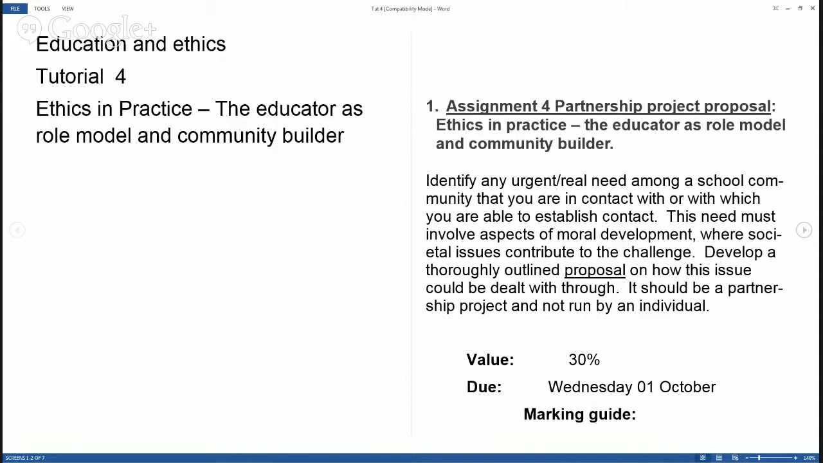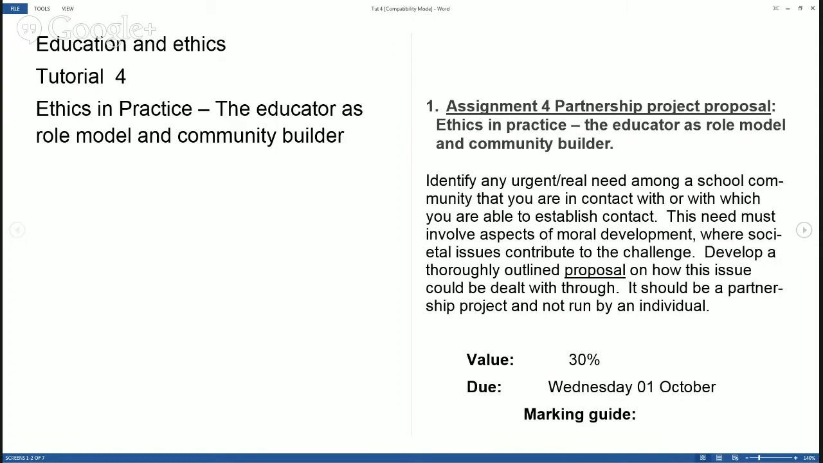Now, this need must involve aspects of moral development, where societal issues contribute to the challenge. And I don't want you to focus too much on doing something abstract or thinking only of an ethical thing, for example, dishonesty or things like that. Basically, it could be just focused on any need, and it's more to explore how there's an ethical aspect to all needs. If a child doesn't have food and they can't focus, that is an ethical thing. So it's not just things like cheating or sexual misconduct. It's really any need, and understanding why that is really an ethical problem.